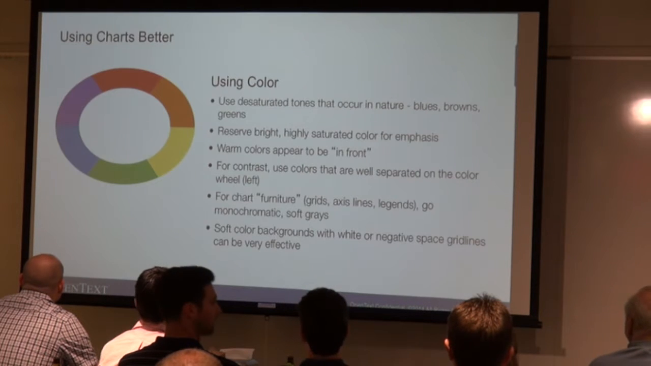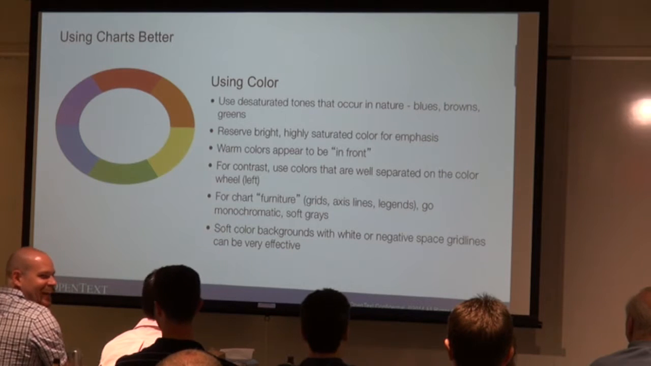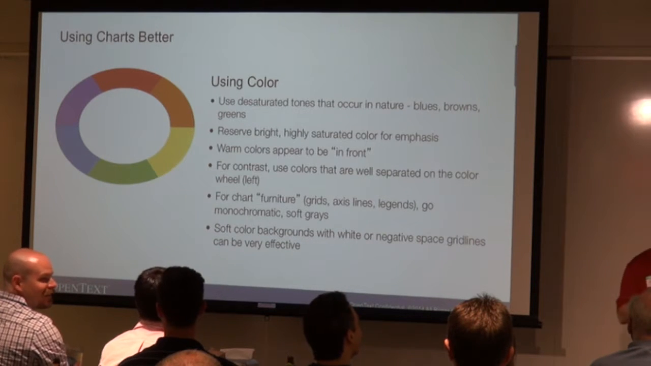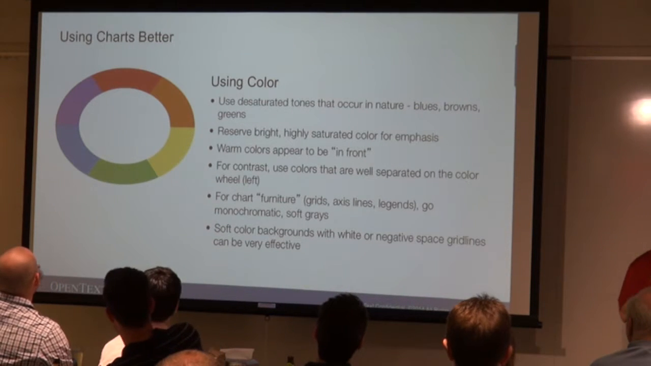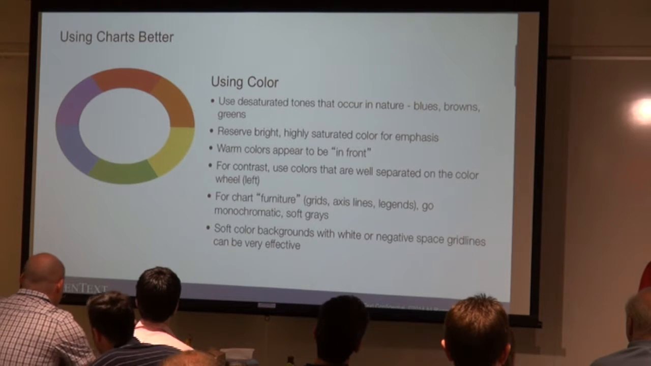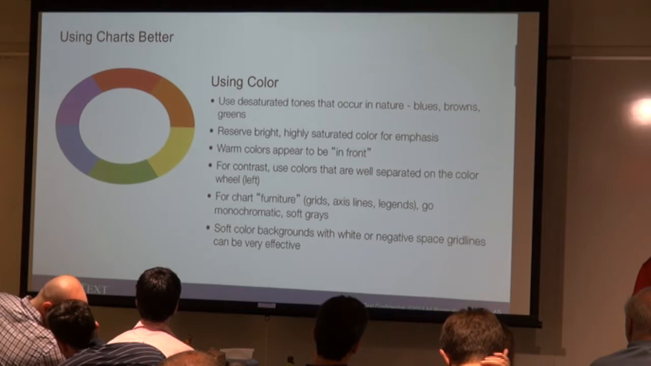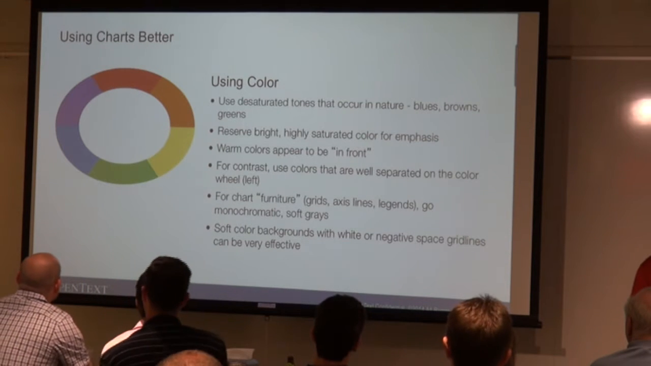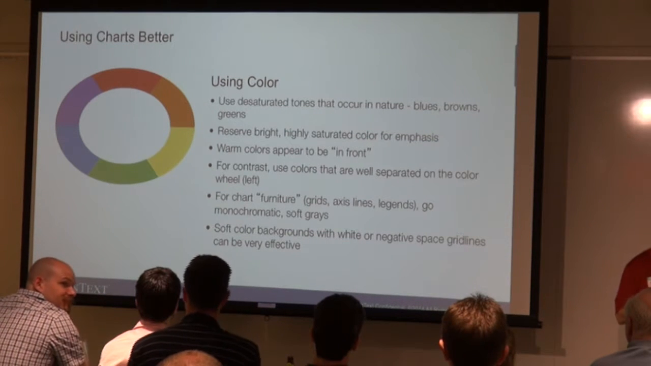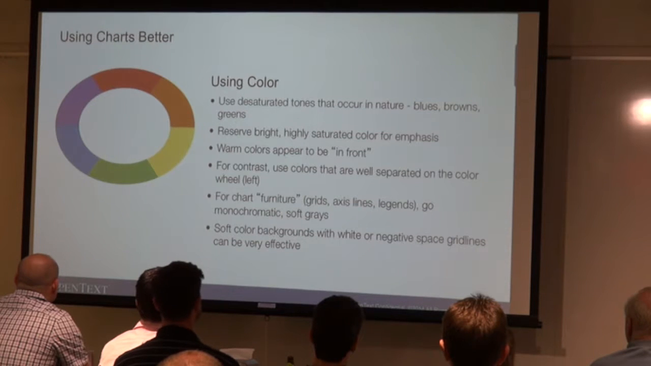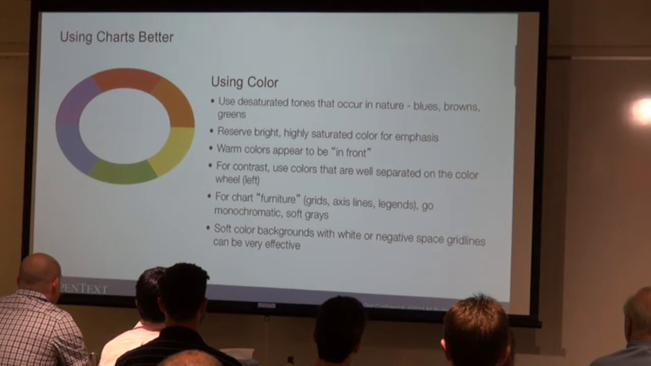All right. Using color. Again, use desaturated tones. Reserve bright, highly saturated color for emphasis, like red. Warm colors should appear in the front. Use contrast, use the other sides of the color wheel. Chart furniture should go with very light monochromatic lines, like a light gray. Soft color backgrounds or white, or even negative space for grid lines, could be very effective.